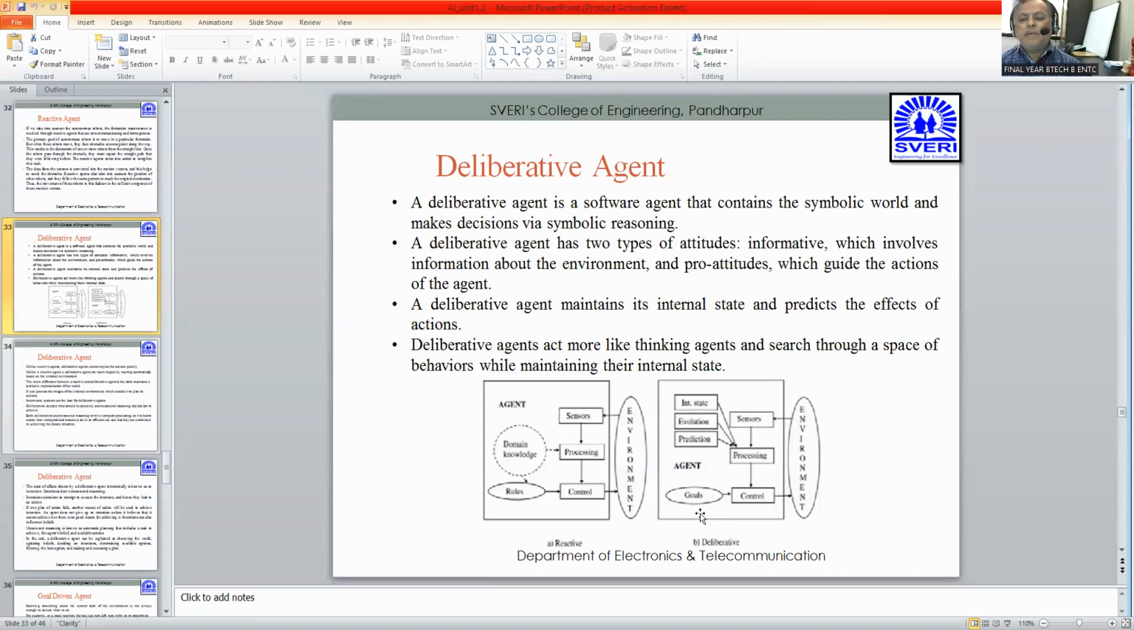In the deliberative agent, there are two types of attitudes. One is the informative attitude, and the next one is the pro attitude. The informative attitude involves gathering information about the environment, and the pro attitude is nothing but guiding the actions of the agent. It maintains the internal state, which is quite different compared to the reactive agent, and predicts the effect of the actions.